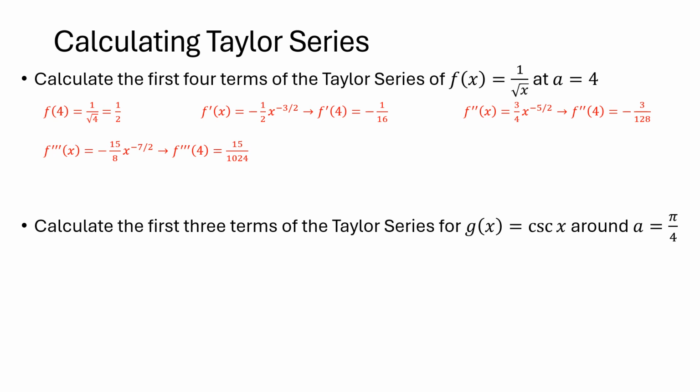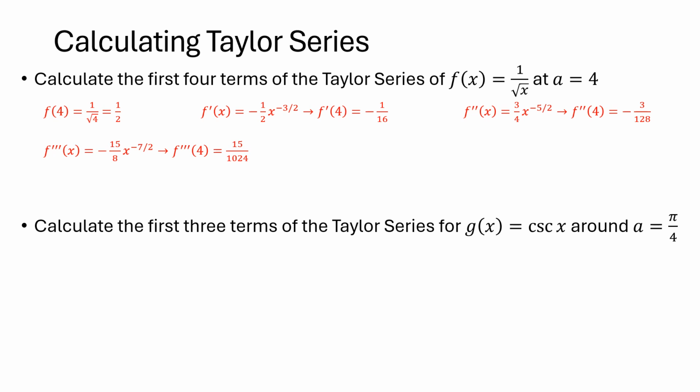Now taking the derivative of 1 over square root of x is taking the derivative of x to the negative 1/2. So negative 1/2 comes out front, subtract 1, x to the negative 3/2. And if we plug in 4 into that, we get negative 1 over 16. Then the second derivative becomes 3/4 x to the negative 5/2. Plugging in 4 into that, we get 3 over 128. And similarly, the third derivative is negative 15 over 8, x to the negative 7/2. And the third derivative at 4 is negative 15 over 1024.